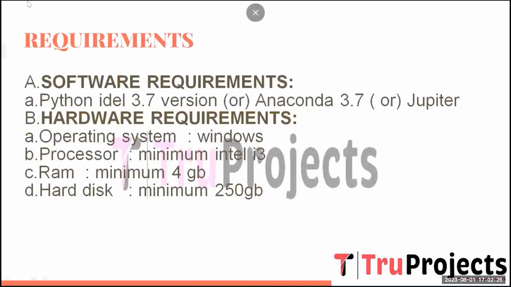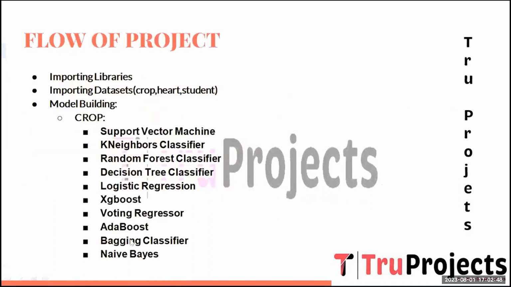These are the basic requirements needed to build this project. The software requirements are Python IDE version 3.7, Anaconda version 3.7, or Jupyter Notebook. Hardware requirements are operating system Windows, processor minimum Intel i3, RAM minimum 4 GB, hard disk minimum 250 GB. And to know about the project, these are the steps we need to discuss.